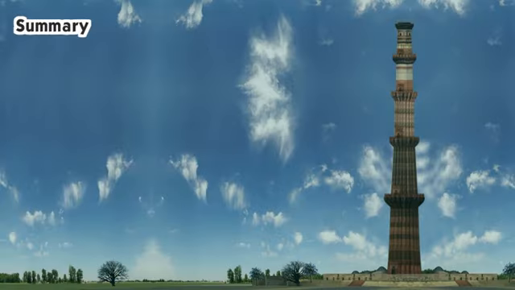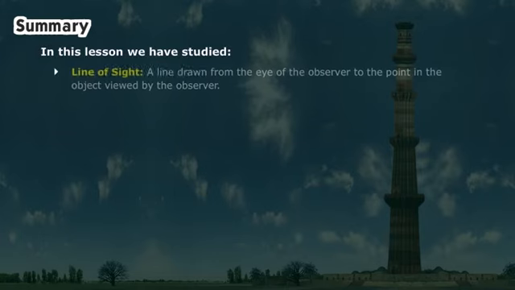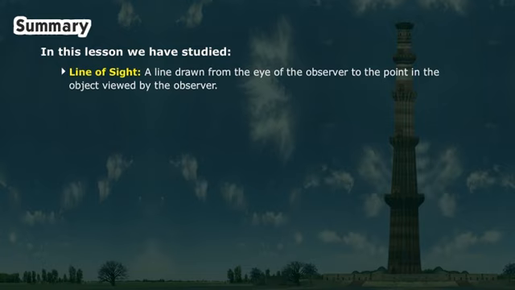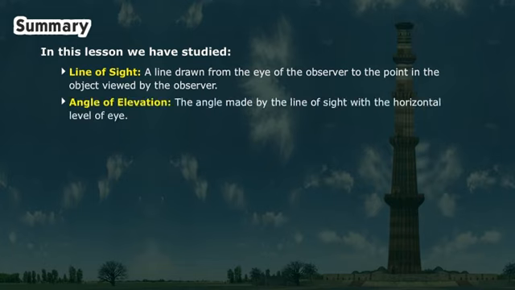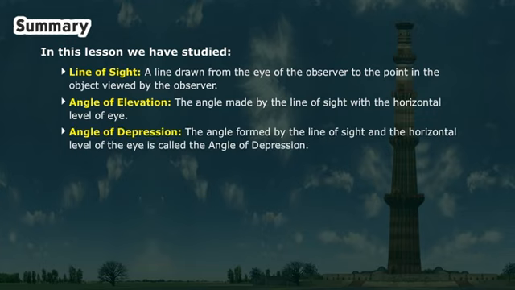Summary. Let us summarize what we have learned today. In this lesson we have studied line of sight, a line drawn from the eye of the observer to the point in the object viewed by the observer. Angle of elevation, the angle made by the line of sight with the horizontal level of the eye. Angle of depression, the angle formed by the line of sight and the horizontal level of the eye. Calculations using the trigonometric functions.